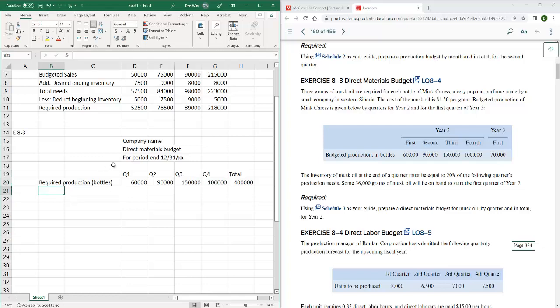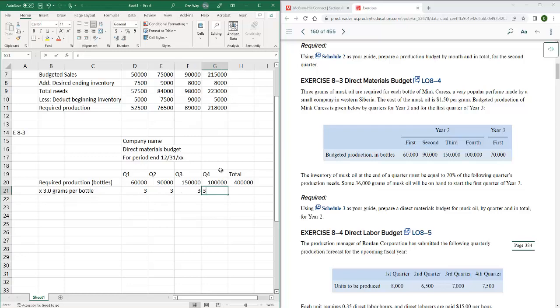Now, the next thing we might as well do is get ourselves thinking about raw materials as the unit of measure. So we're going to take that required production in terms of bottles of perfume and multiply it by the 3 grams per bottle of musk oil that we need to make this stuff. So that was our very first line in the setup, 3 grams of musk oil for each bottle.